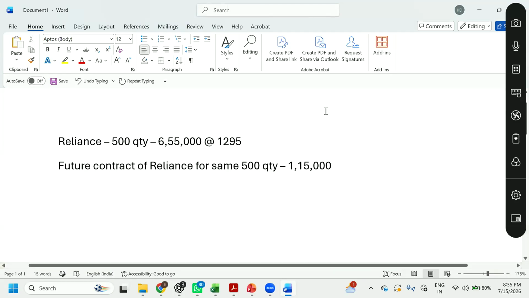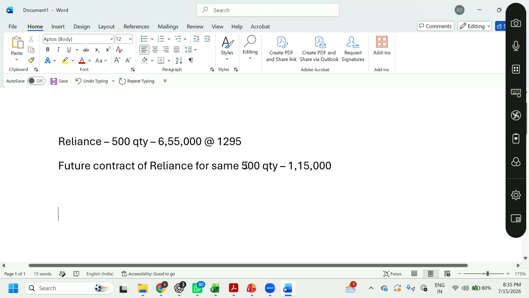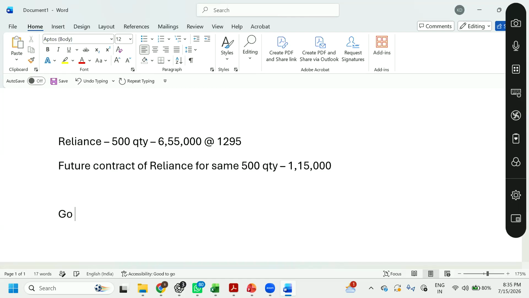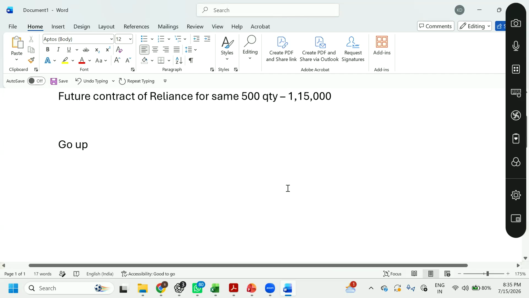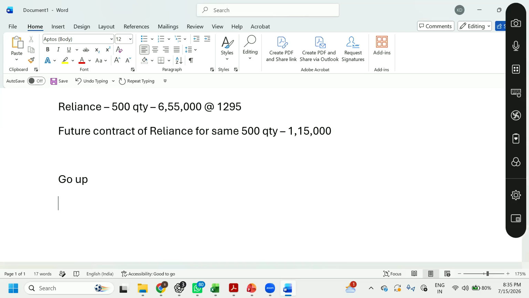Okay. Now, what are the two scenarios that can happen here? Either it can go up or go down. Perfect. Bingo. We will work on those two scenarios here. So let's say the price will go up here. Throw me a price of how much it can go. 1350. Very good. So, say for example, the price of Reliance has gone up to 1350 here.